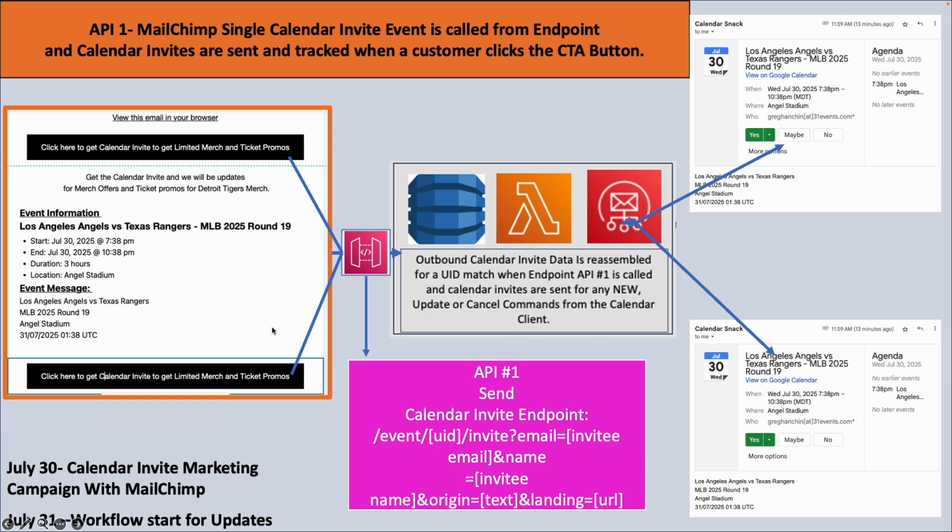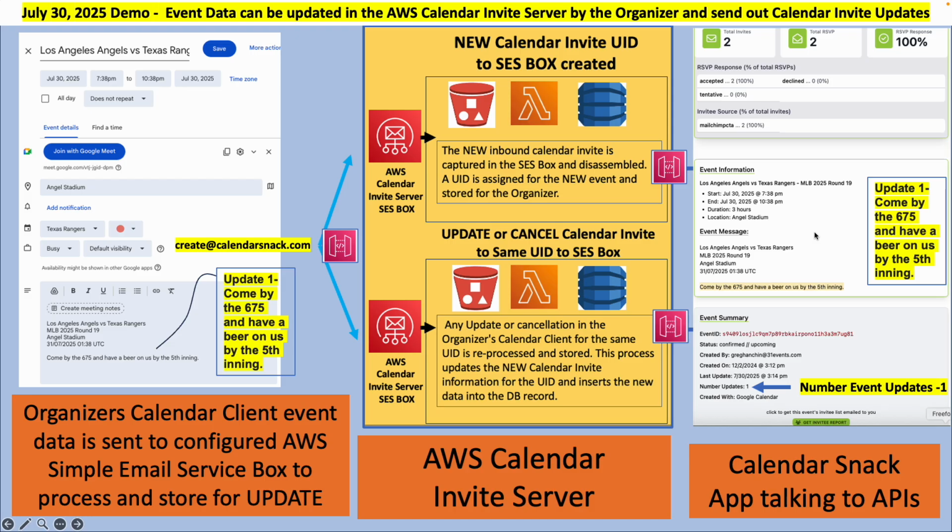So I've already done that. And what happens mechanically, it hits API number 1, which is an outbound service. You can see it talking to the API gateway for AWS and our AWS Calendar Invite Server we built. It basically reassembles on the fly a UID match for this game. The calendar invite data assembles it in the correct format and sends it out. So that was step 1. It's already been sent out.